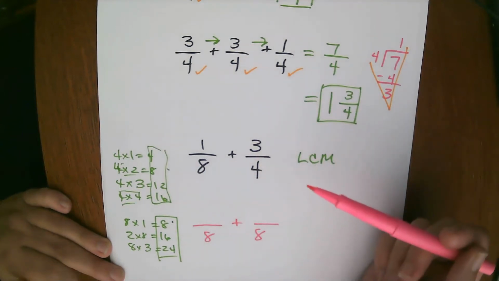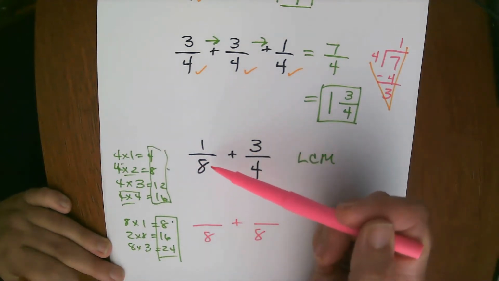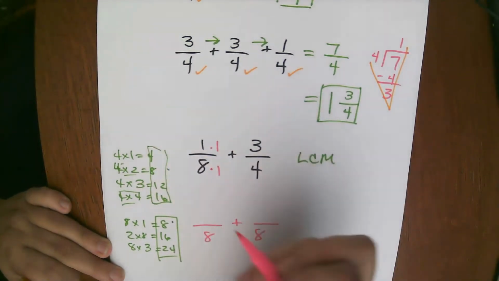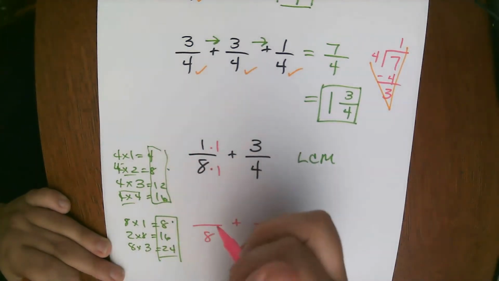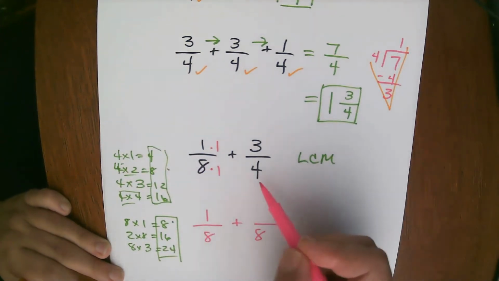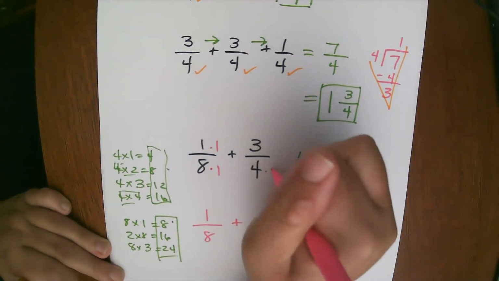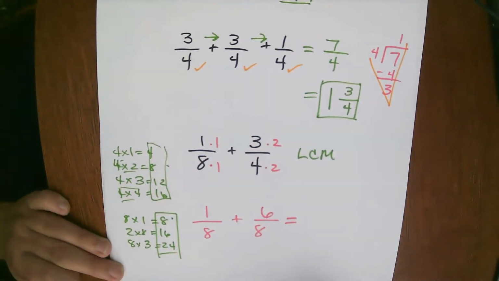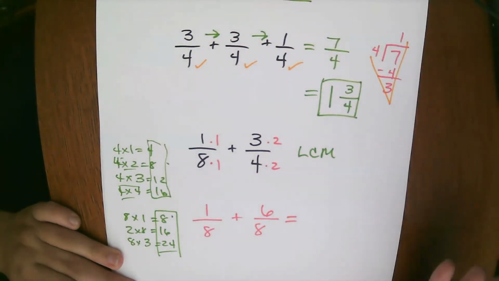Okay, so I'm going to rewrite the fractions with 8 as my denominator, and then I'm going to convert. What did I multiply 8 by to get to 8? Well, I just multiplied by 1, so that's not going to change, right? So my numerator here is 1 still. What did I multiply 4 by to get to 8? Well, I multiplied by 2. So my numerator here is 6.